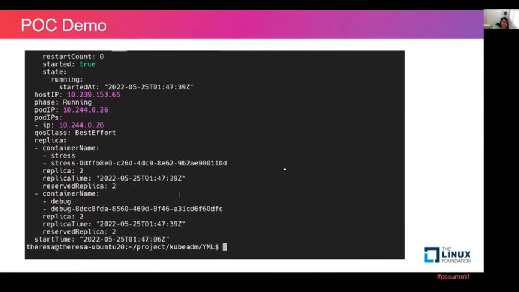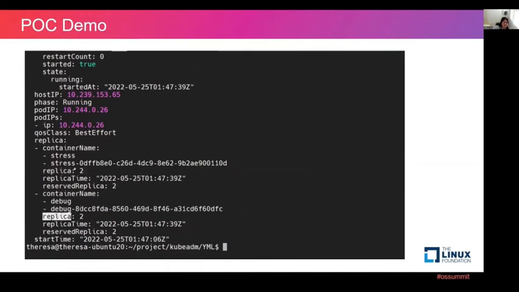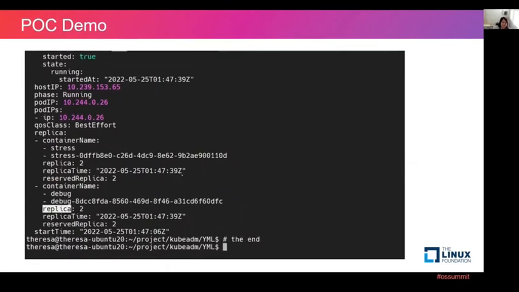Out of the 4, 2 are for debug, 2 are for the stress container, right? Yes, right. And as you can see here, the stress container has 2 replicas now, and the debug container has 2 replicas as well, meaning that the replication is successful.